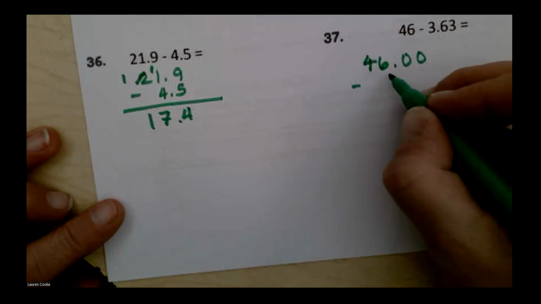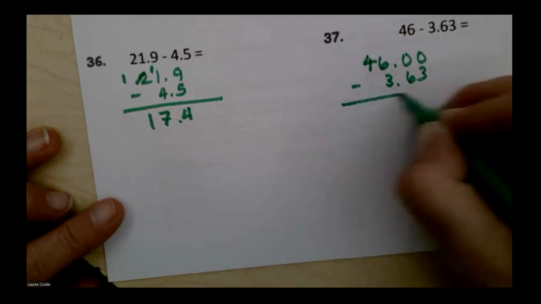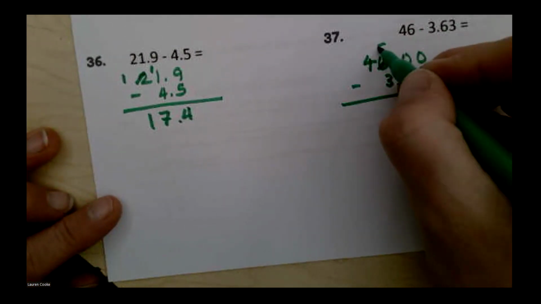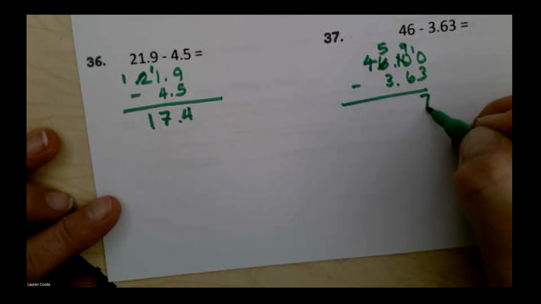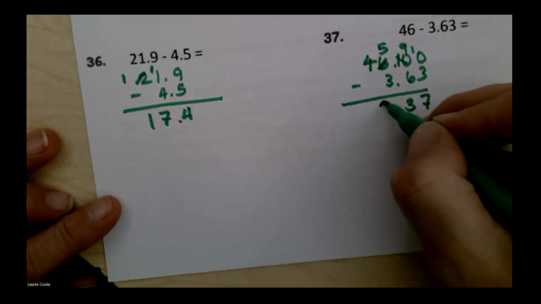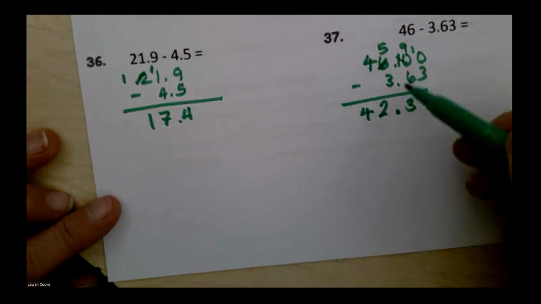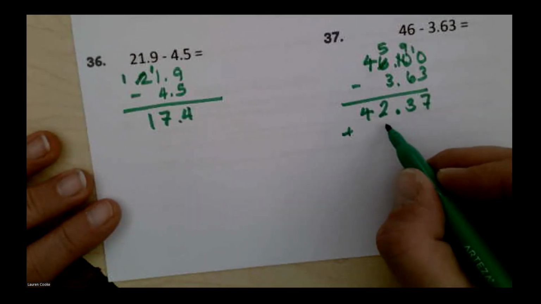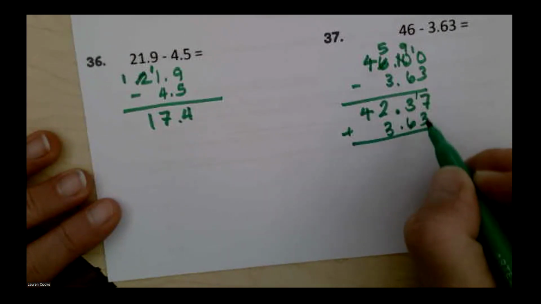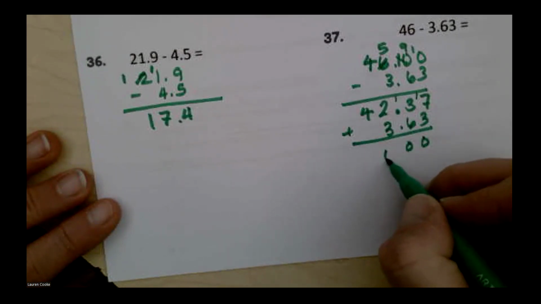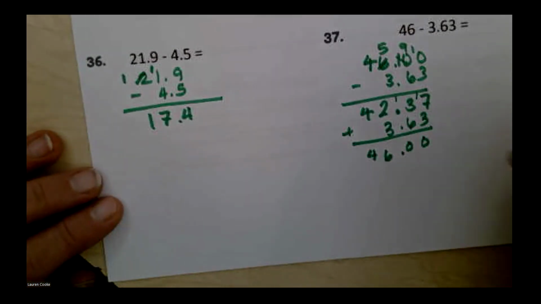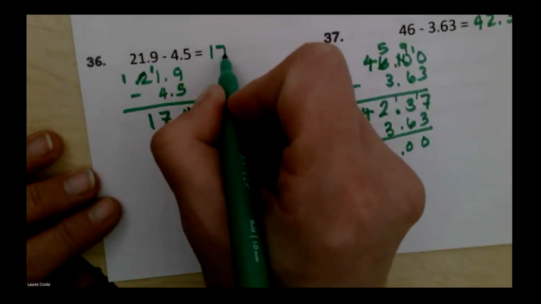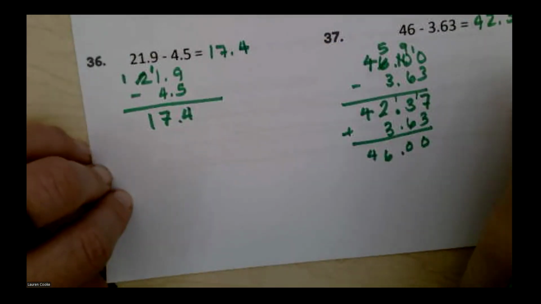Oh my goodness. And now I'm subtracting 3 and 63 hundredths from 46. Notice I need two placeholders. I just want to make sure I did that right. Yeah, looking like it. All right, nice. So the answer is 42 and 37 hundredths, and this is 17 and 4 tenths.